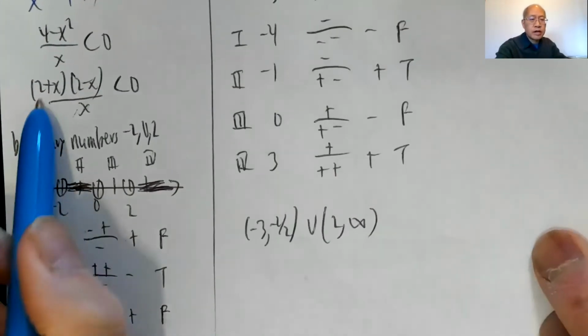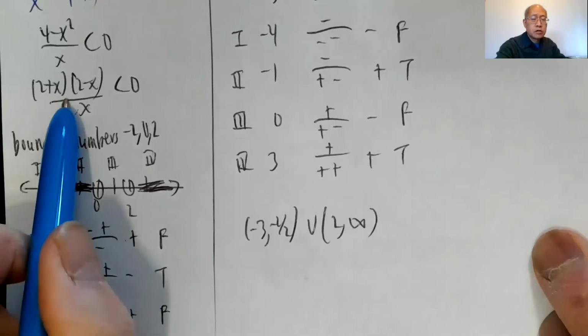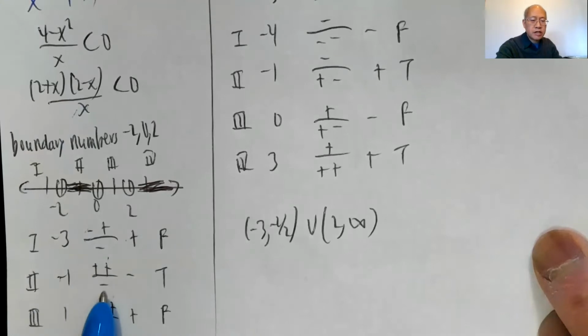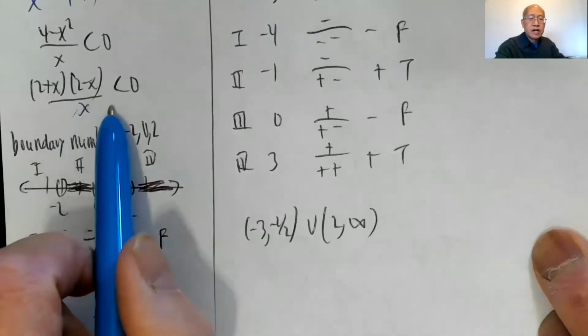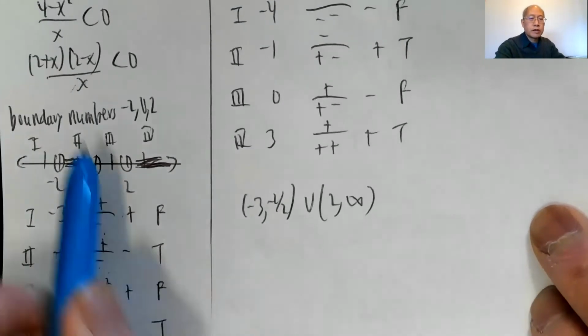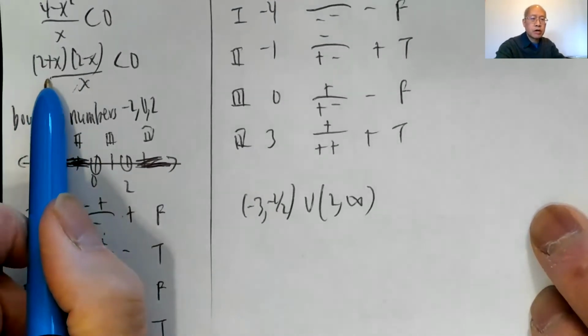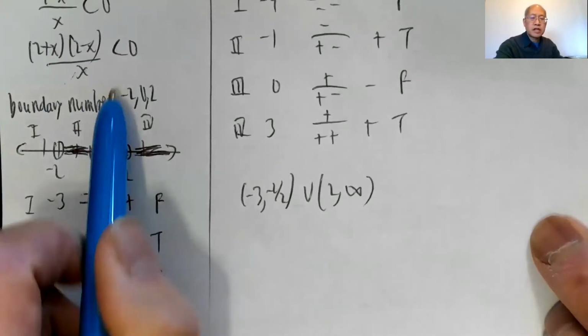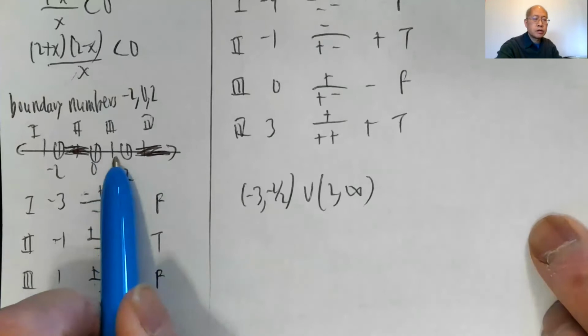Region 2, negative 1. 2 minus 1, positive. 2 minus a minus 1, positive. Negative 1, negative. 2 positives and a negative, multiplying and dividing, you get a negative. Negative less than 0, true. Shade in region 2. Region 3, 1. Looks like they're all positive. 2 plus 1 positive, 2 minus 1 is positive, 1 is positive, positive, positive less than 0, false. Don't shade in region 3.